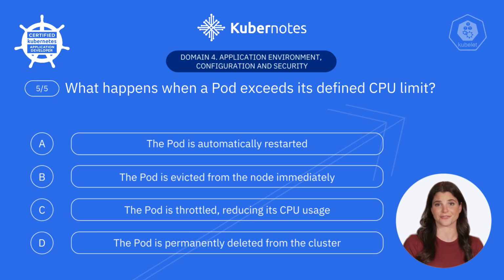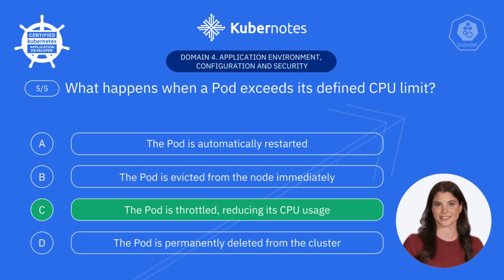Finally, question 5. What happens when a pod exceeds its defined CPU limit? A. The pod is automatically restarted. B. The pod is evicted from the node immediately. C. The pod is throttled, reducing its CPU usage. D. The pod is permanently deleted from the cluster.